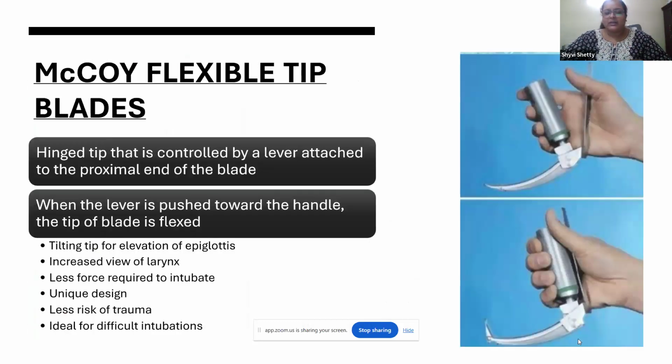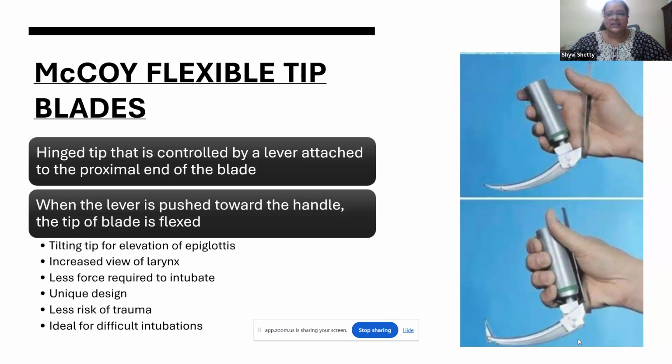Coming to the third type, it is a McCoy flexible tip. Basically, here we have a hinged tip that is controlled by a lever attached to the proximal end of the blade. When the lever is pushed towards the handle, the tip of the blade is flexed. Now, this tilting tip is used for the elevation of the epiglottis. It increases the view of the larynx. Less force is required to intubate. It's a unique design. It causes less risk of trauma, and it is ideal for difficult intubation.